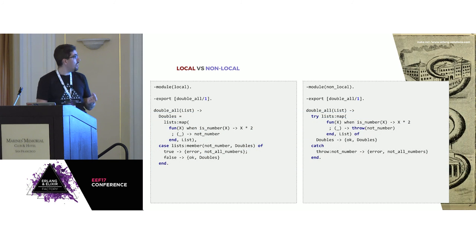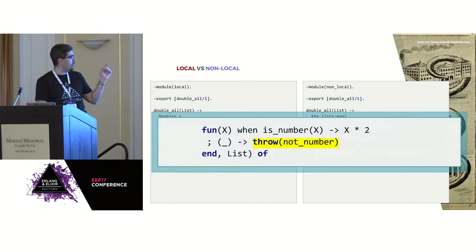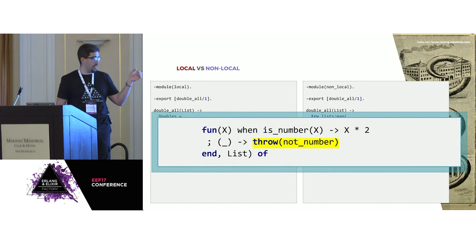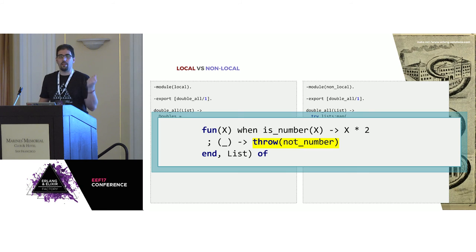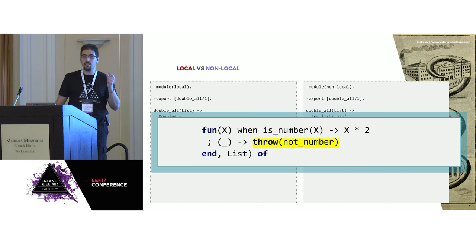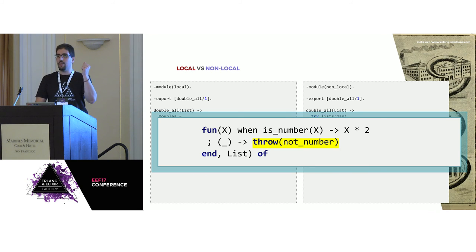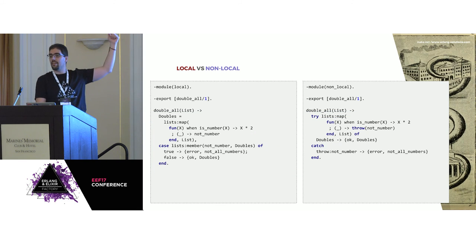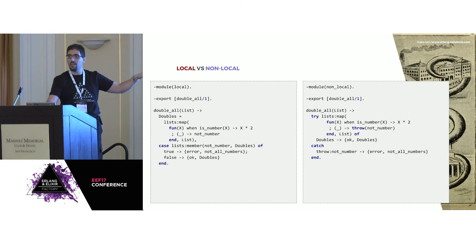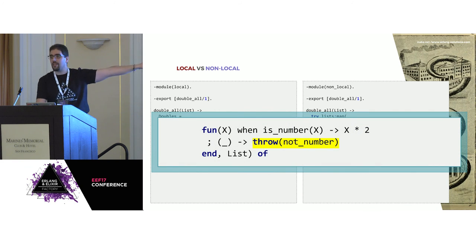On the other hand, on the right side, we are doing kind of the same thing, but instead of returning not a number, we are throwing it. And that doesn't mean that we are producing an exception or whatnot. What we are doing here is returning not a number, not to map, to list map. We are returning not a number to the outermost caller, the one with try and catch. It looks like an exception. It looks like, in any other language, that's how you handle exceptions, but not in Erlang. Here you are returning stuff.